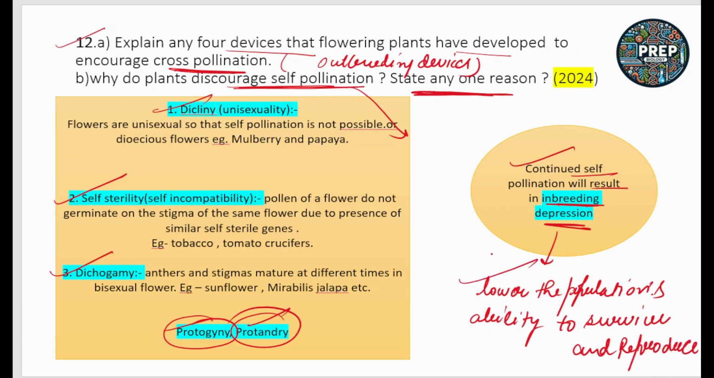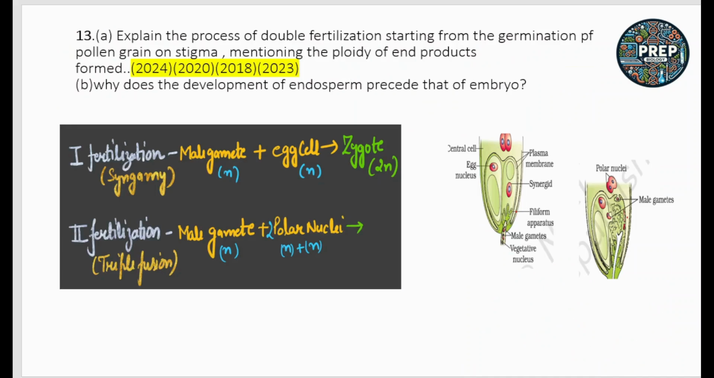Okay, so no variations or variabilities have shown in the generations. So self-pollination will result in inbreeding depression that will lower the population's ability to survive and reproduce. That's why the plants discourage self-pollination. Okay. Next is explain the process of double fertilization.